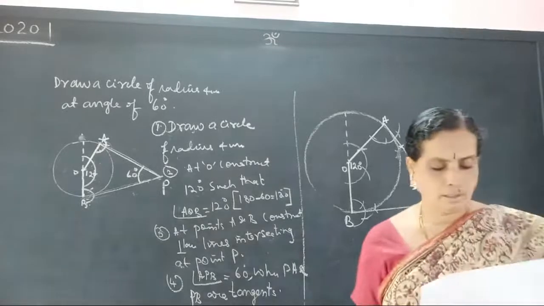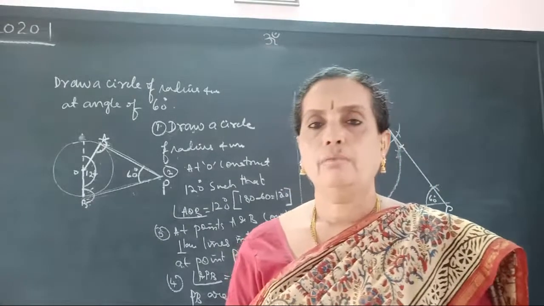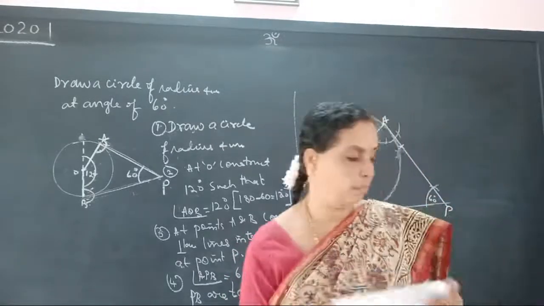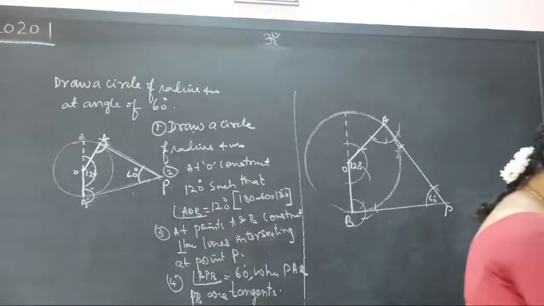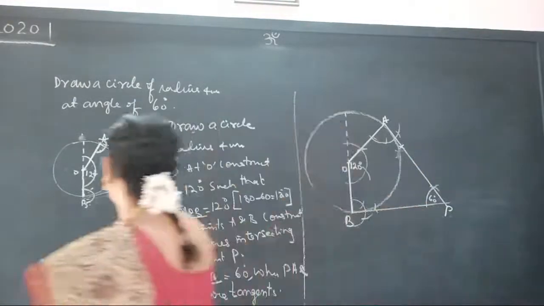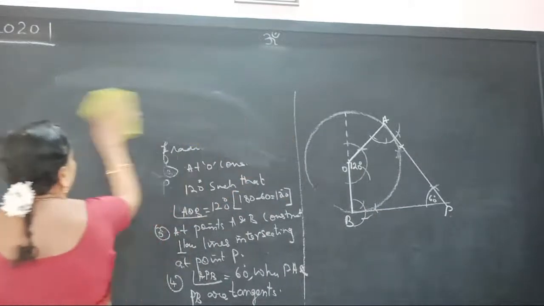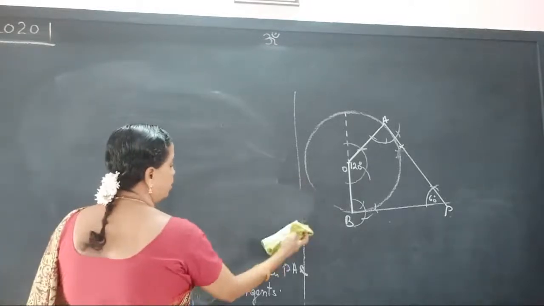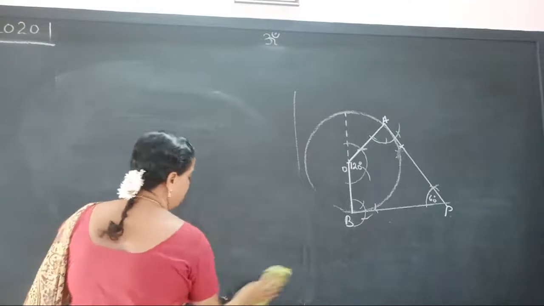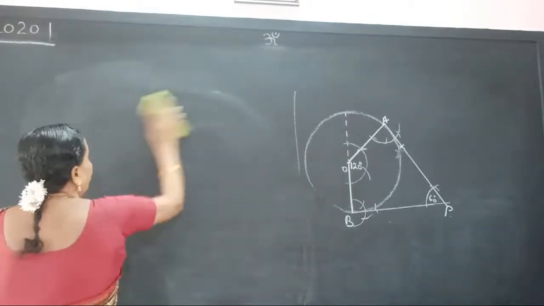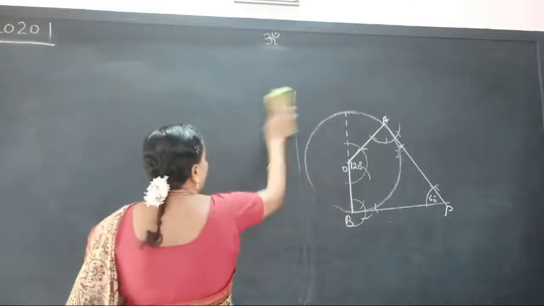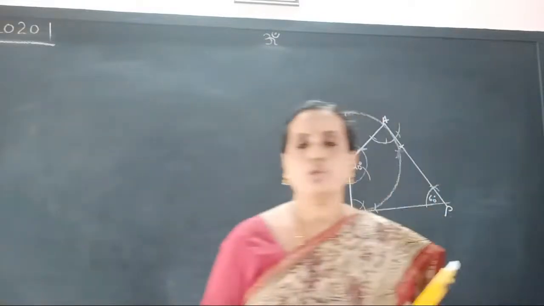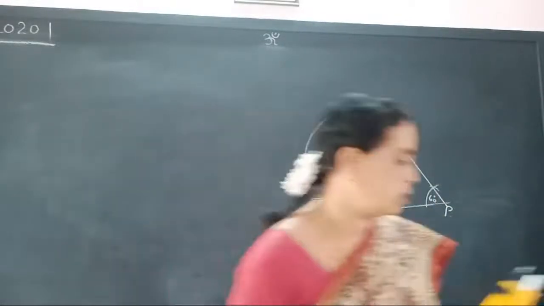Question number 7. From your worksheet, question number 7. I hope everybody has attended 1 to 5 questions. This is regarding question number 7. Here we have to construct a tangent to a concentric circle, from the point which is outside the circle to the inner circle. And also we have to verify it by actual calculation. Very, very important, most repeated problem. It is a textbook question.